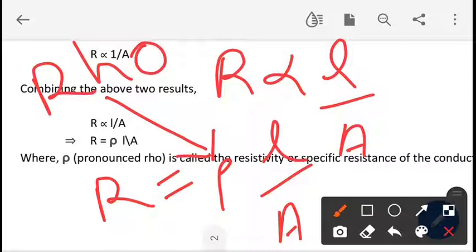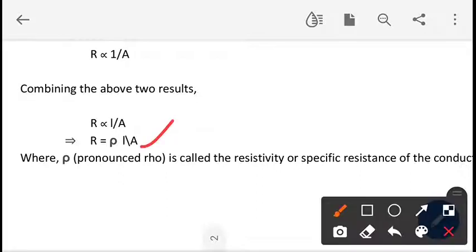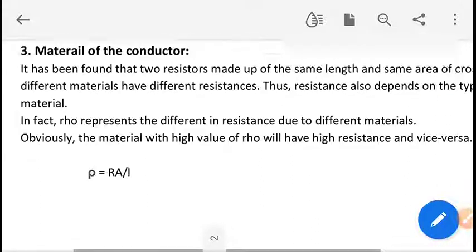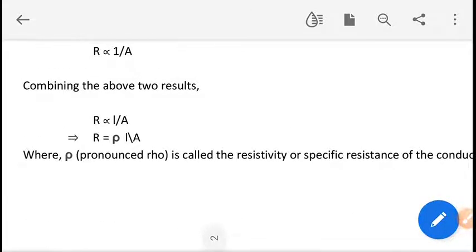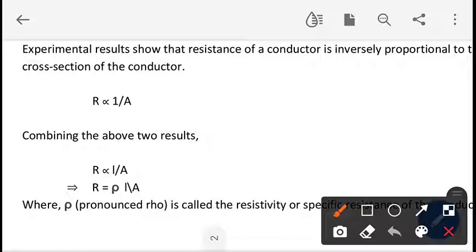Then the next question is, what is resistivity? Let's explain. This is an important formula, you keep it in your mind. Let's try to understand what this rho is, what this resistivity is. Resistance R is equal to rho L by A.